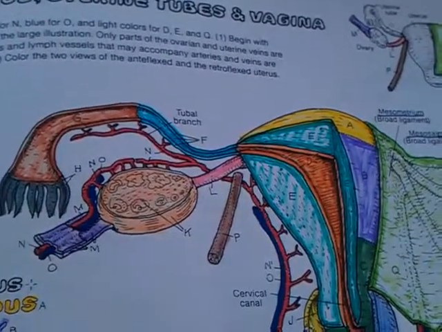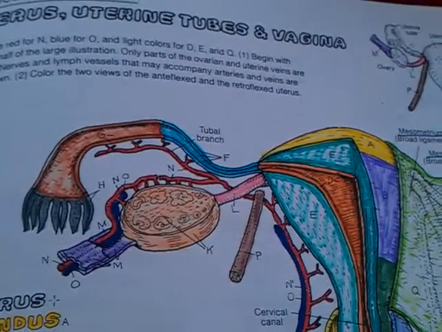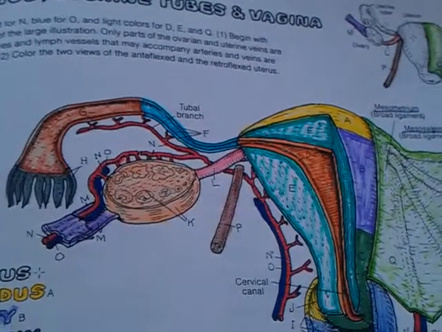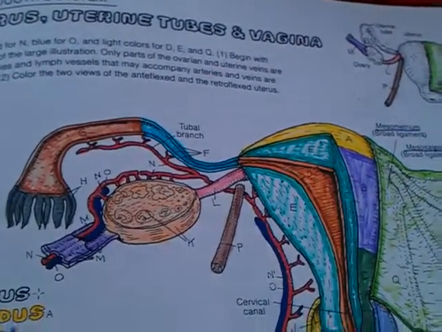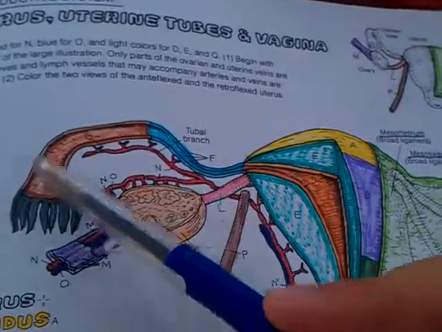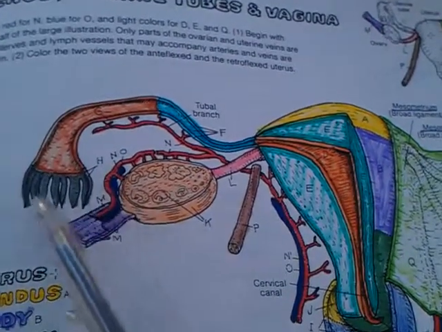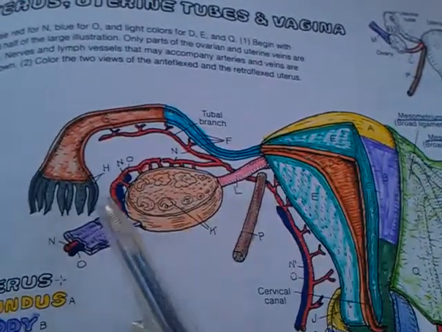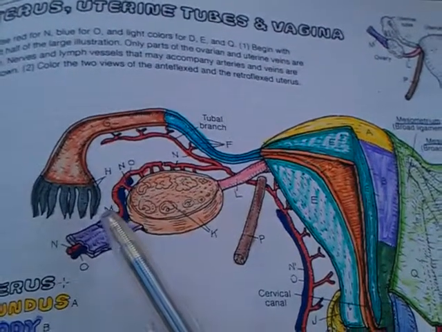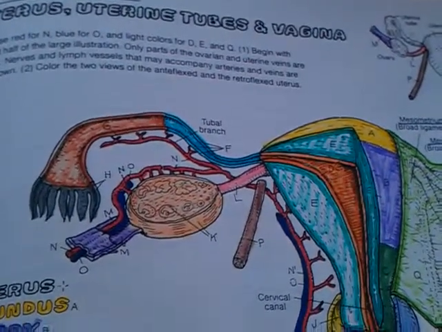The right tube is related to ileum and appendix, same as ovary, and the left tube is related to the sigmoid colon as the ovary. Uterine tube is divided into the infundibulum, which has fimbriae, and one of the longest of them is called ovarian fimbria, which is firmly attached to the ovary.